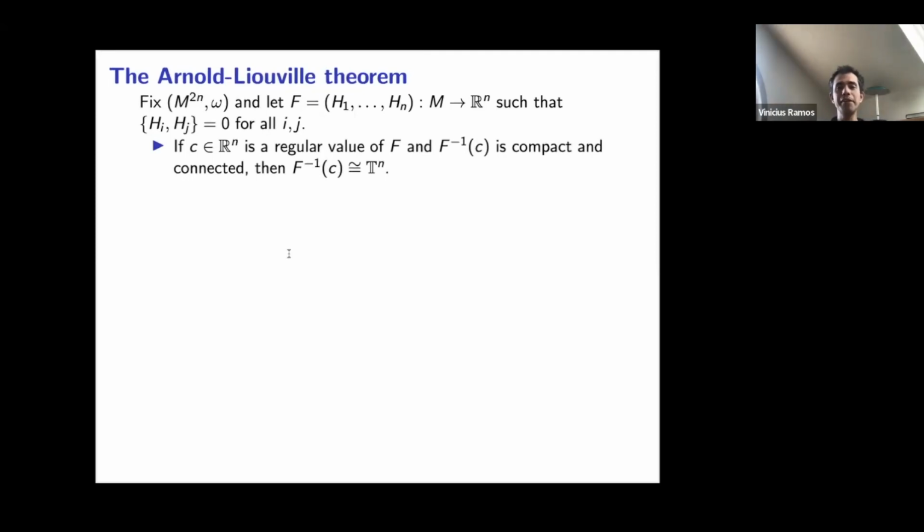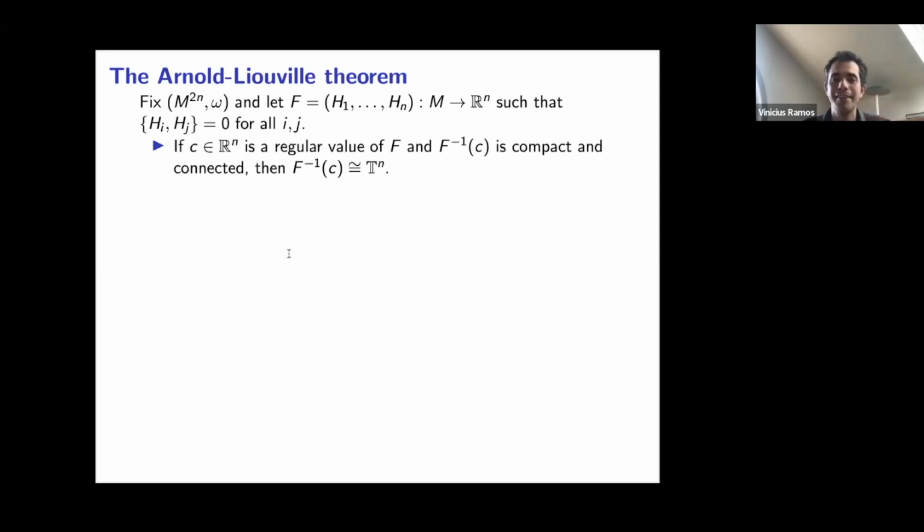So if you take a regular value of F, such that the pre-image is compact and connected, then the first thing is that the pre-image of c will be diffeomorphic to a torus. By the way, someone asked me, how can Arnold and Liouville have collaborated? Because I don't think they were alive in the same period of time. So, of course they didn't collaborate. I think this is just a result in Arnold's book that he says is due to Liouville, but I think it's not that clear in Liouville's work, or it wasn't stated like this, but I guess he attributes that to Liouville somehow. But I think people usually, in integrable systems, call it the Arnold-Liouville theorem.